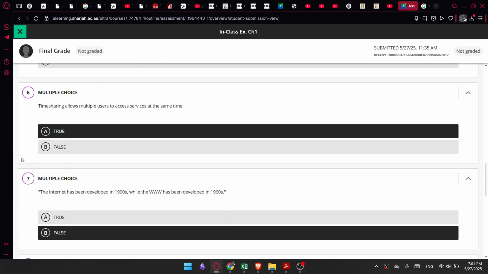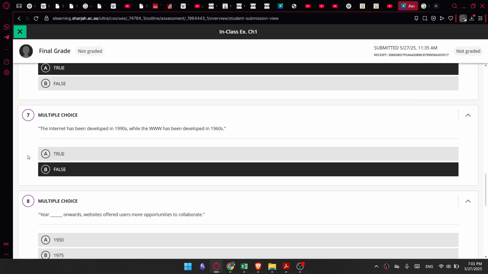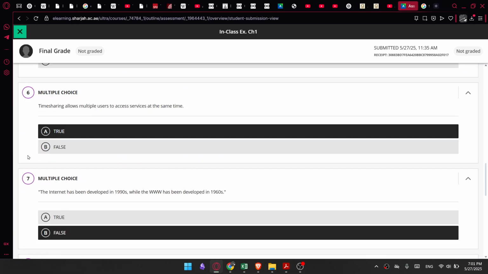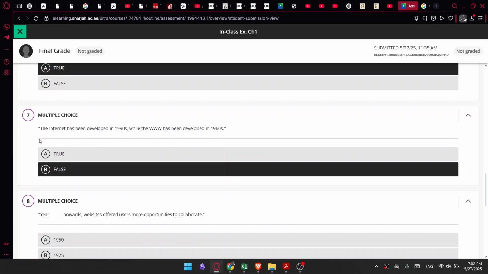And this is the full definition of time sharing, because when users access the service or the resources, they will not face any problem even if they use it at the same time. This is very important to know.